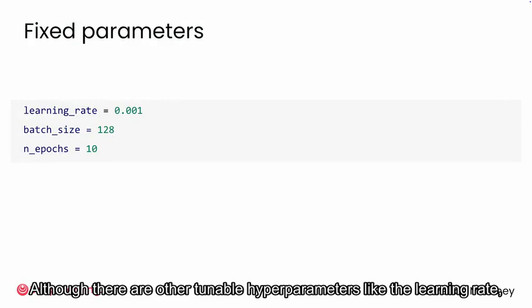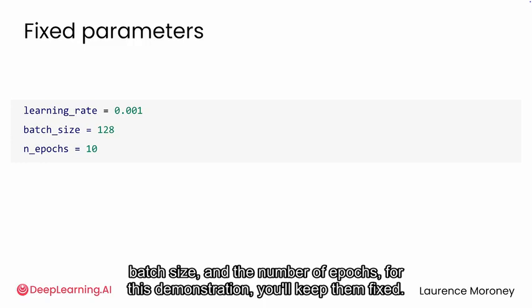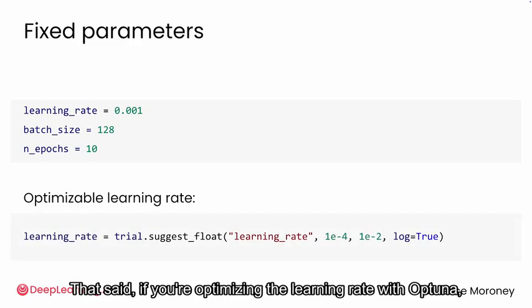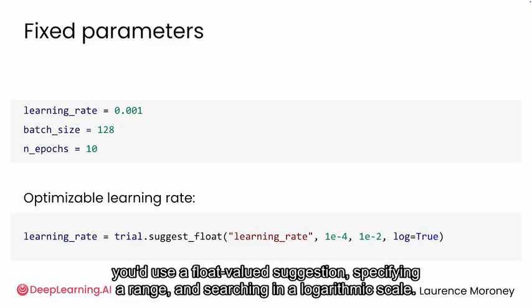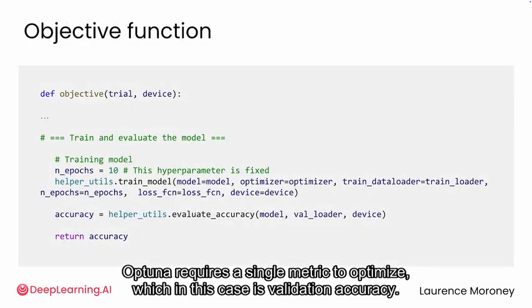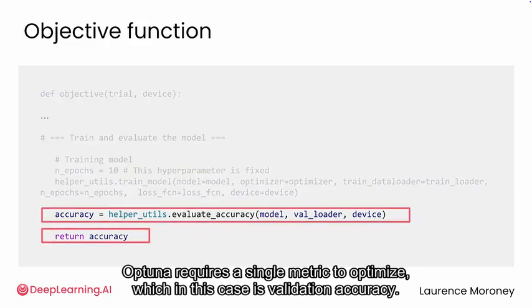Although there are other tunable hyperparameters like the learning rate, batch size, and the number of epochs, for this demonstration, you'll keep them fixed. That said, if you're optimizing the learning rate with Optuna, you'd use a float-valued suggestion, specifying a range, and searching in a logarithmic scale. Optuna requires a single metric to optimize, which in this case is validation accuracy.